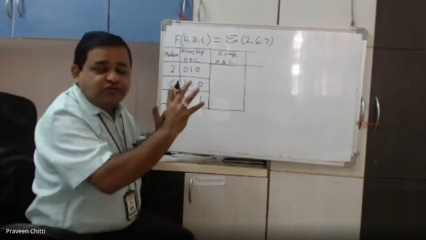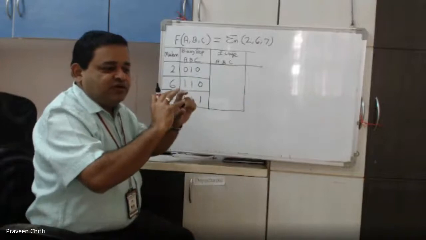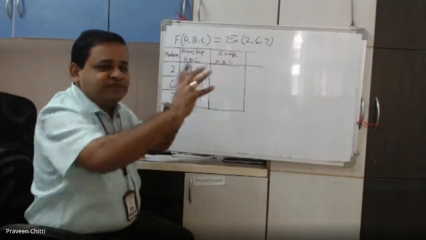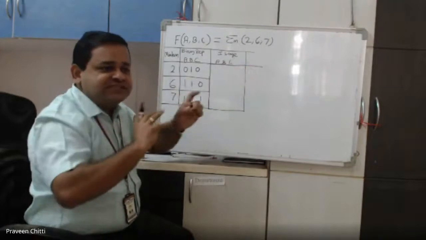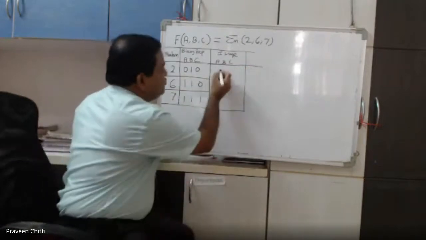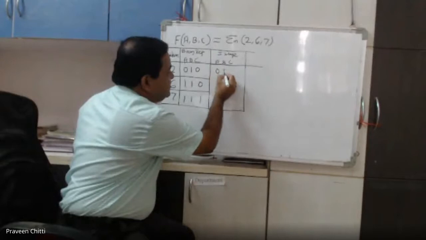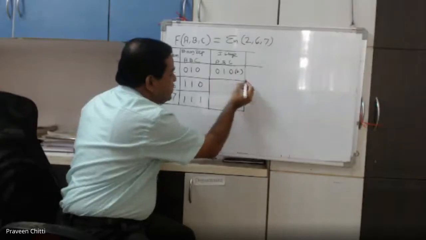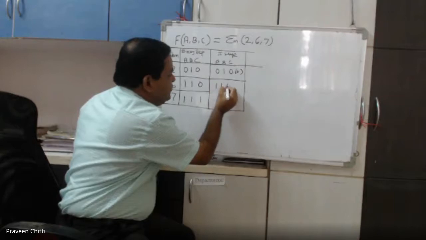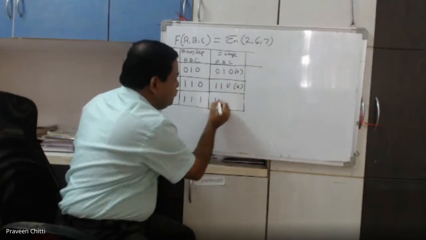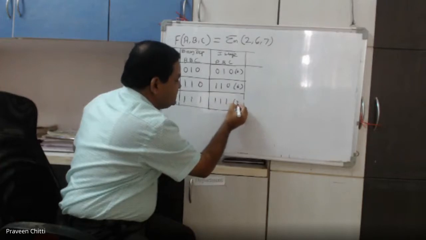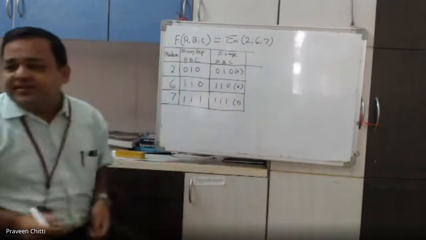You have to form the groups. First, minterms having 0 number of ones, then minterms having 1 one, 2 ones, 3 ones, like that. So first I write here 0, 1, 0, that is 2. This is one group. Then 1, 1, 0, that is 6. That is the second group. 1, 1, 1, that is 7, third group. I get 3 groups here.